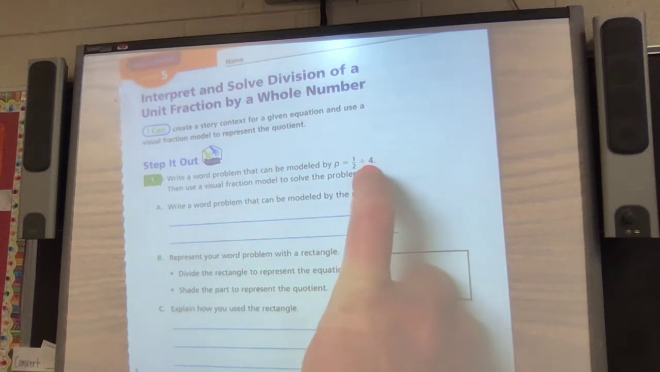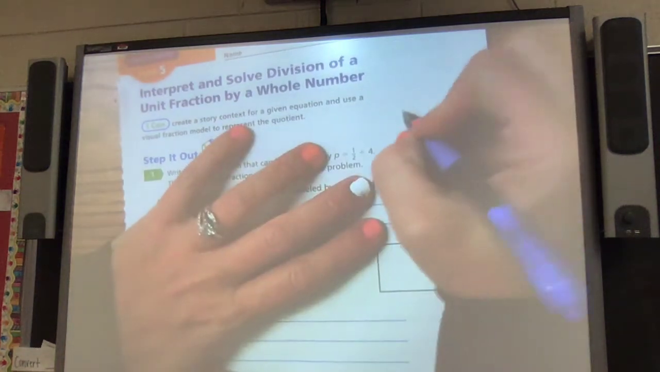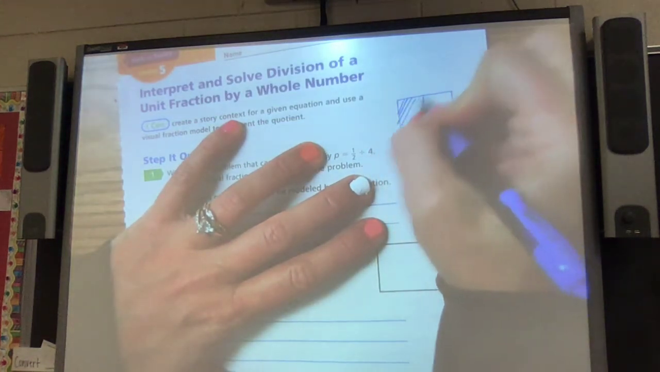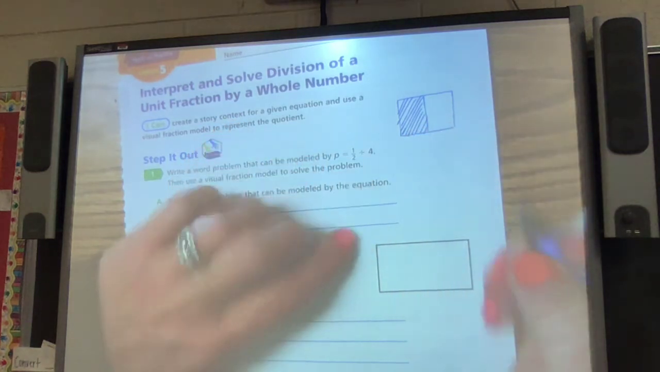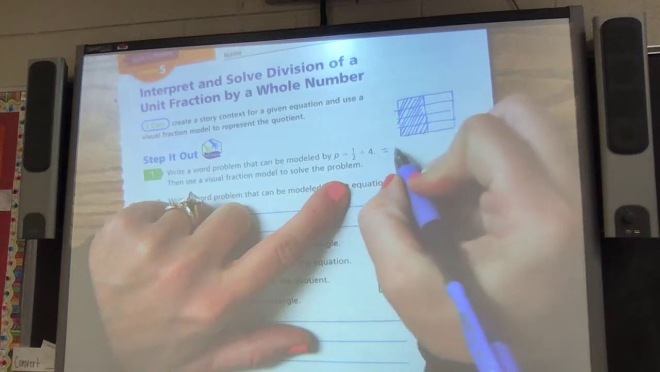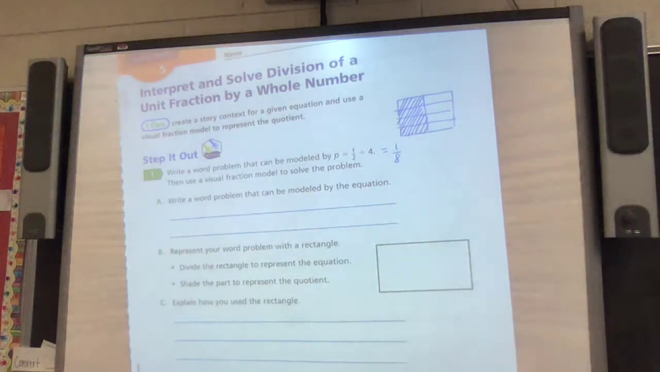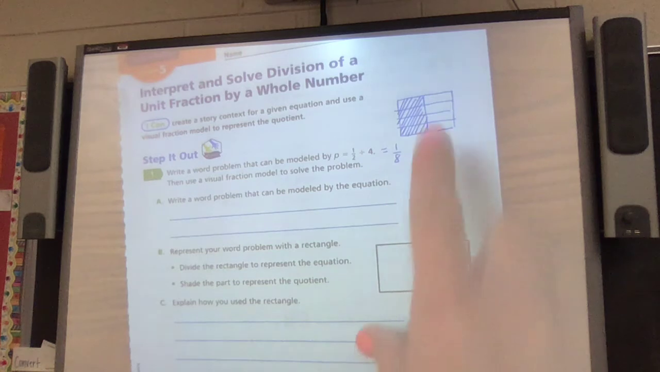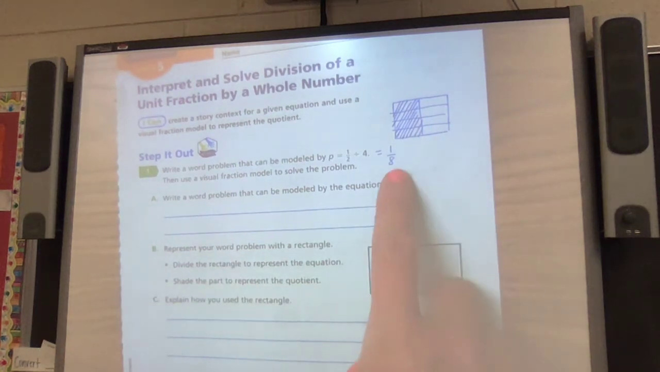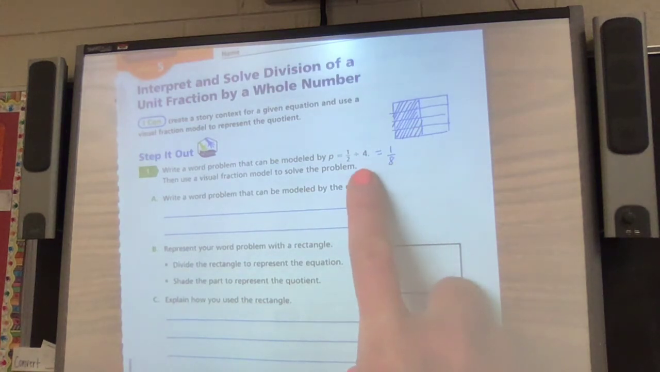Now you may find that it's better if you go ahead and know your answer, if you don't know it automatically when you see it, which some of you might. If I have a half and I put it in 4 parts, my answer is 1/8. Okay? And I'm telling you to go ahead and solve it, because whenever you're writing your problem, make sure your answer would make sense to be a fraction of something as your answer.